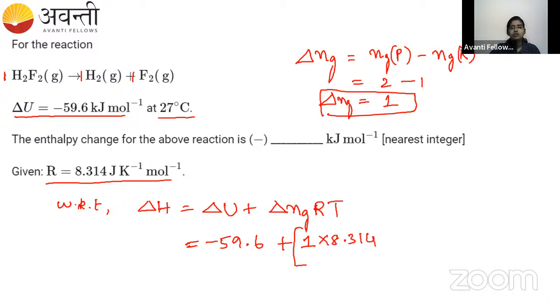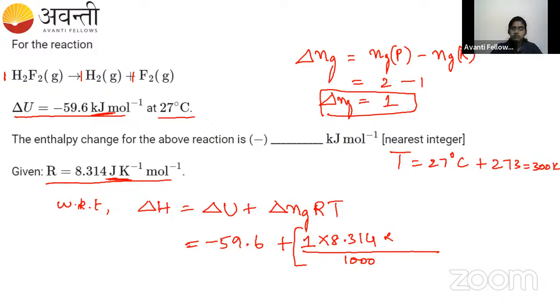8.314 into the temperature. But here you see R is given in terms of joule per Kelvin per mole, but here delta U is written in terms of kilojoule per mole. So what we can do, we can divide this whole thing by 1000. And the temperature is 27 degrees Celsius. If I want to convert this into Kelvin, add 273. This will give 300 Kelvin. So put 300 in place of the temperature.